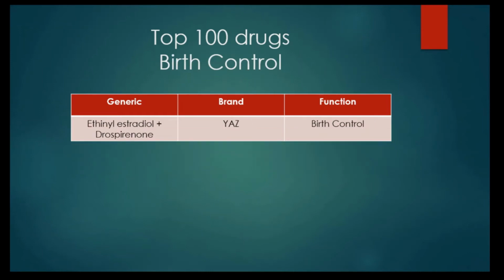Now there's going to be a whole bunch of birth controls out there. I've only included one just because I feel like this is the most common that you'll see. So we've got ethinyl estradiol plus drospirenone, and the brand name to that is Yaz.